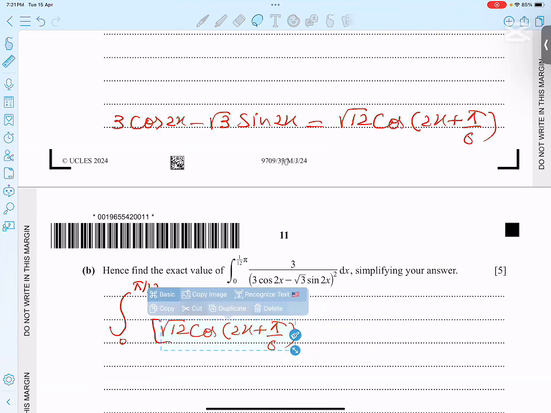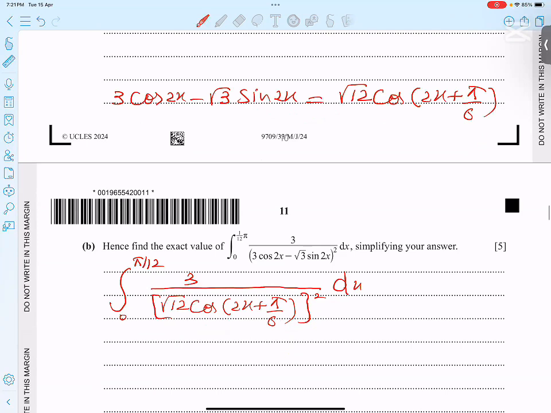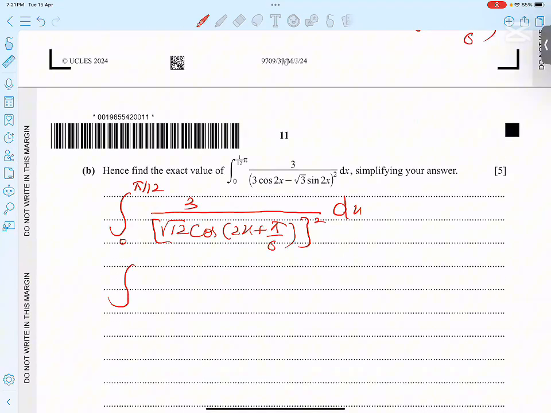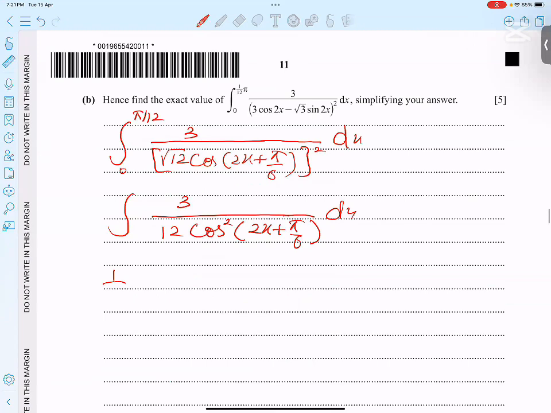So when I paste here, students, what happens then? Power 2 on top and dx. So finally, I got 3 over this 12 and cos to the power 2 of 2x plus pi by 6, and dx. This cancels out. I got 1 over 4, which I bring outside. And here, 1 over cos square is actually secant square. So I got secant square of 2x plus pi by 6, dx.